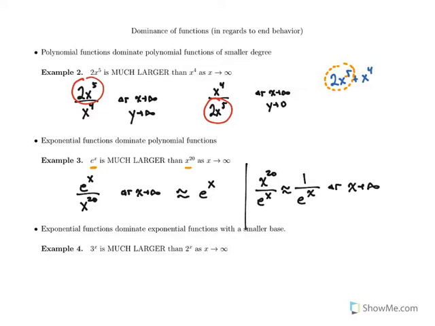Lastly, exponential functions dominate exponential functions with a smaller base. So 3 to the x is much larger than 2 to the x. So we could say as x goes to infinity here, this function is going to blow up to positive infinity because the 3 to the x is bigger. Or the other way around, this will go to 0 if it's on the bottom.